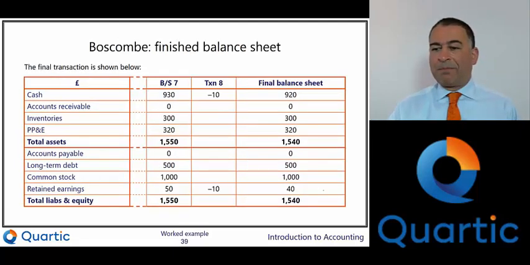Let's now confirm. There you can see the final balance sheet. Hopefully that's roughly what I wrote down just before. And you can see that transaction 8 takes us to our finished balance sheet. Now, what we need to do is integrate this with the income statement and cash flow statement. So let's now look at the other two statements.